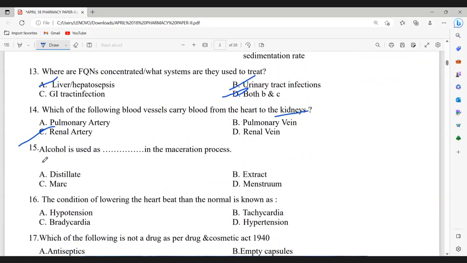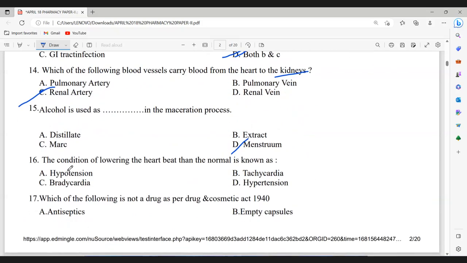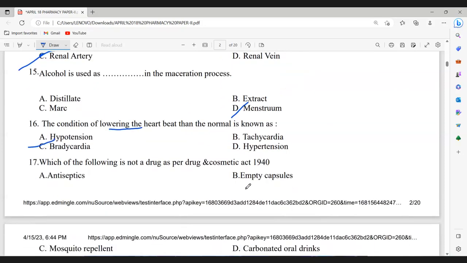And 15th. Alcohol is used as dash in maceration process. Is it a direct question? Okay, sir, repeat the question. I need the answer from you: menstruum. Good. Then 16th. The condition of lowering heartbeat than normal. It is a direct question. That is bradycardia. Hypotension means low blood pressure. Tachycardia means increase in heartbeat. Hypertension means increase of blood pressure.